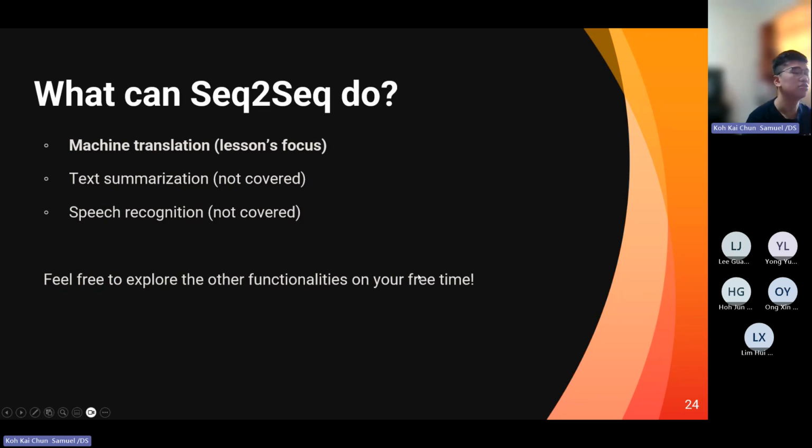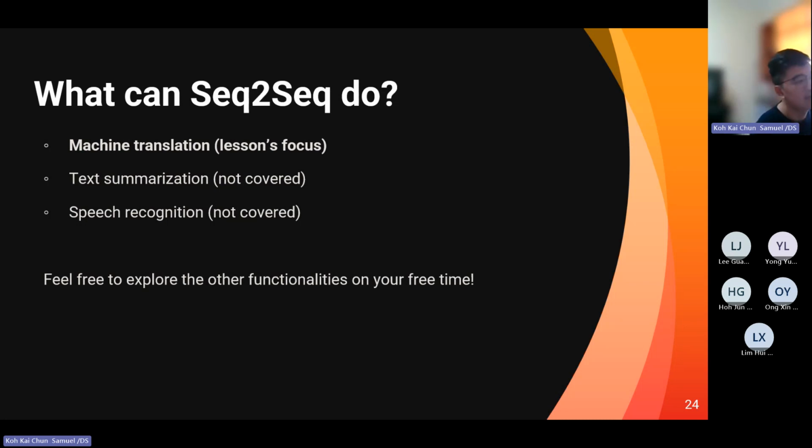So, what does sequence-to-sequence do? It does machine translation, which today's lessons focus on. Then text summarization, where you could use sequence-to-sequence to summarize text, like how ChatGPT does it. And it can also do speech recognition, but we won't cover this today. So you could see that out of all these three use cases, there is one thing in common.